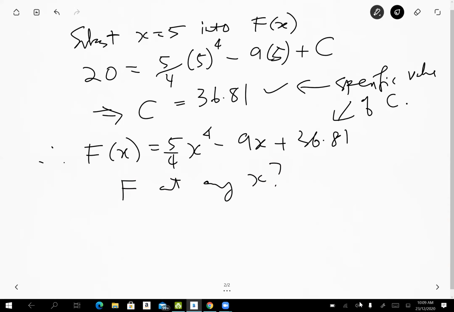Based on that, you can find the value of the function at x equal to 100 or 50. We can find the value of f at any x. Okay, so that is the initial condition.